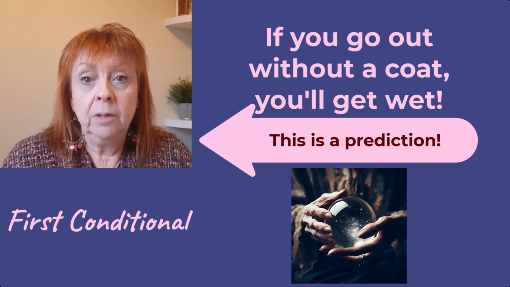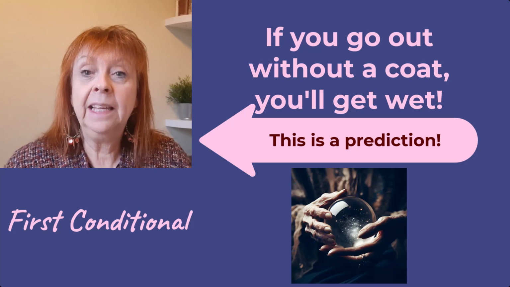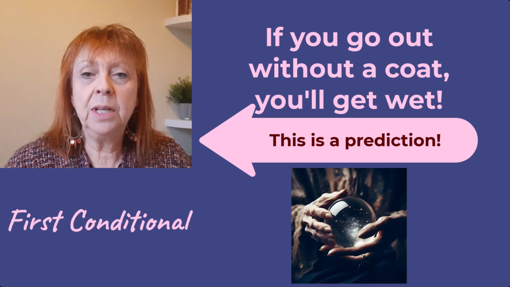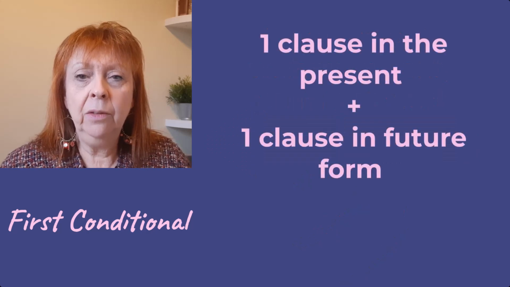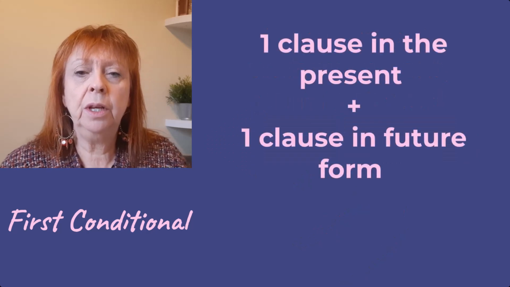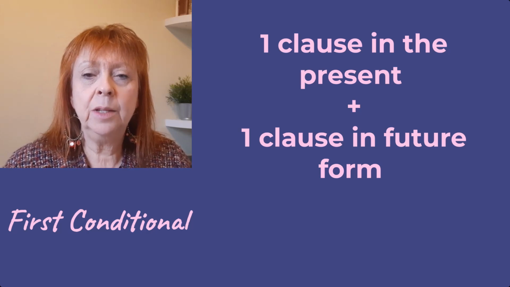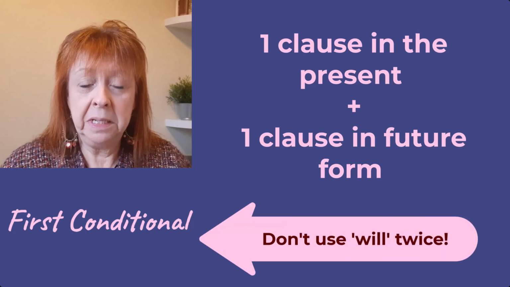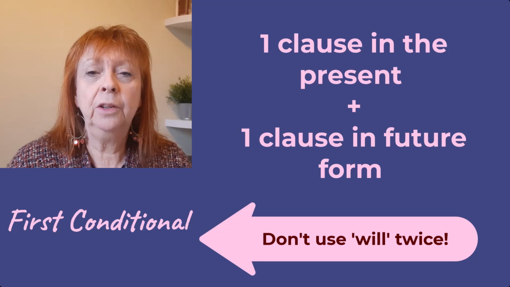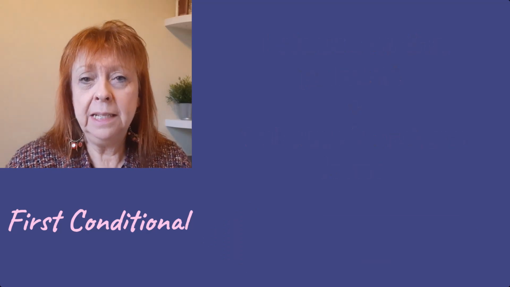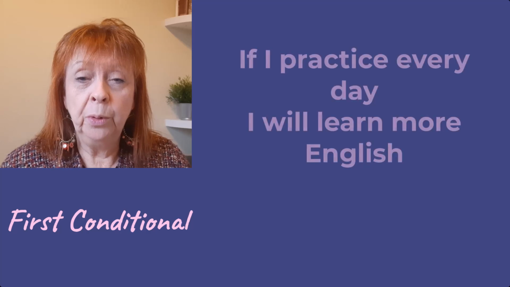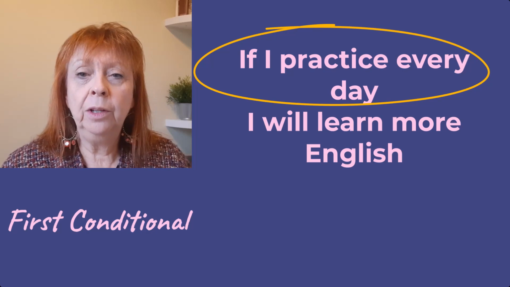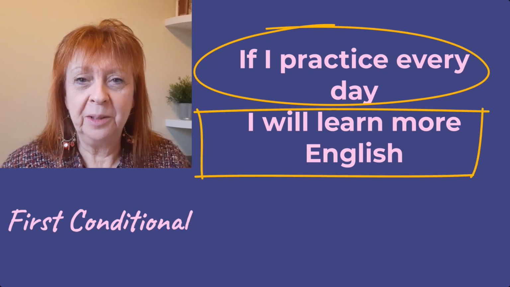Sometimes we're wrong, but we're making a guess. And that's how first conditional works. One clause has the present tense and the other one has a future form using will, which contains the prediction. You don't use will in both parts of the sentences, only one. Look at this sentence again. If I practice every day, I will learn more English. One clause with if and the present, and one clause with will as the result.